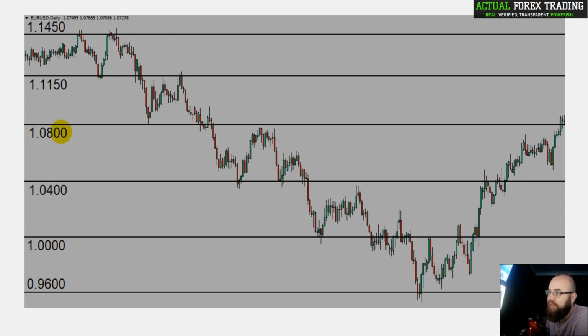So 108. Price is bearish, hits support. Support always pushes price up. Resistance always pushes price down. So price comes down, hits this area, it comes up. It then hits this resistance and comes down.